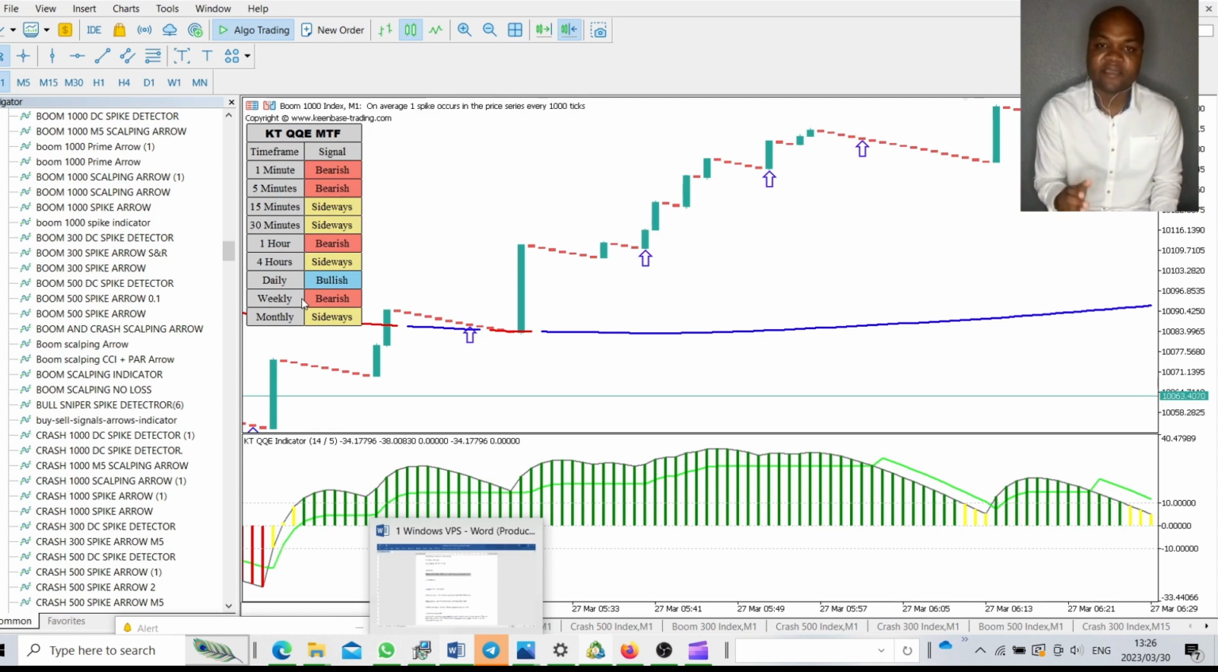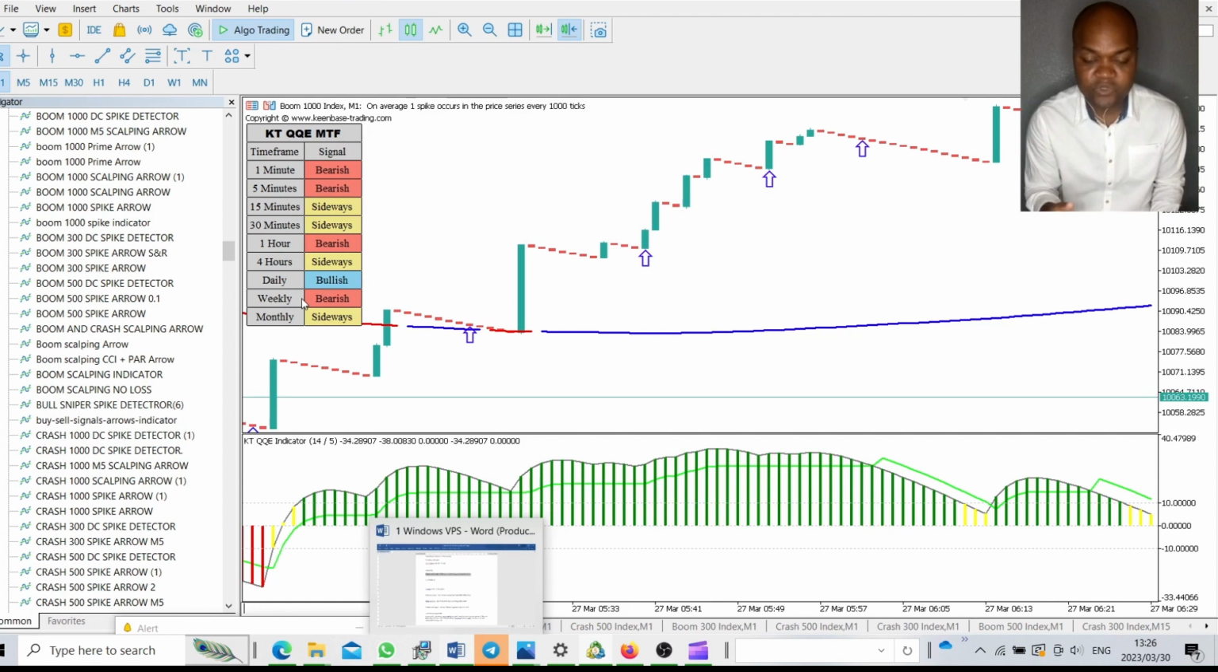We want to buy when it's bullish. We want to sell when it's bearish. So this is what I've done. It's now the DC spike detecting system. It's a system where we now have a trained filter. This gives us a signal that is more accurate.